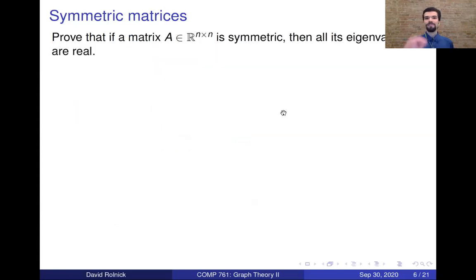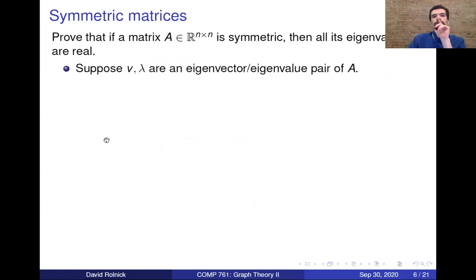Okay, let's move on. So, another fact about real symmetric matrices. Prove that if a matrix is symmetric, then all its eigenvalues are real. So remember that eigenvalues are roots of the characteristic polynomial. And in general, a real polynomial could have complex roots. So we need to basically show that if you have an eigenvector eigenvalue pair, then the eigenvalue has to be real in the case of the matrix being symmetric.